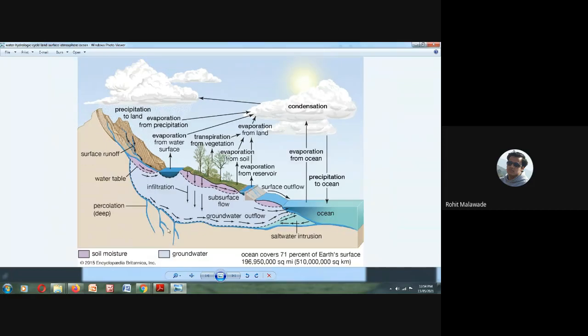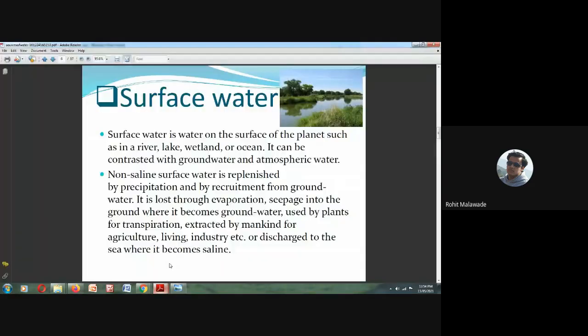Okay, next we will see the important things regarding surface water. Surface water is water on the surface of the planet, such as a river, lake, wetland, or ocean. Ocean also we should consider as surface water, but it is not a source of drinking water. We can treat ocean water by desalination, but it is a very costly process. That is the reason why normally we don't treat ocean water.